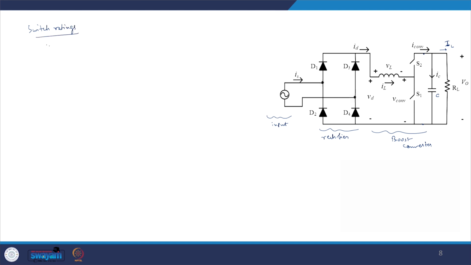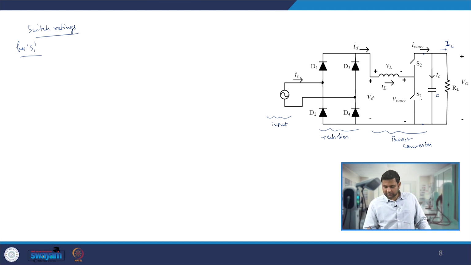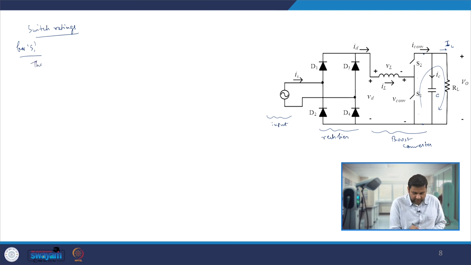How are they defined? Let us take the S1 switch. We know that when S2 turns on, this S1 has to block the entire V0 voltage. Because in this circuit, if S2 is on, then this entire V0 appears across this S1 switch. So the voltage rating of S1, you can say that Vs1 is nothing but V0.